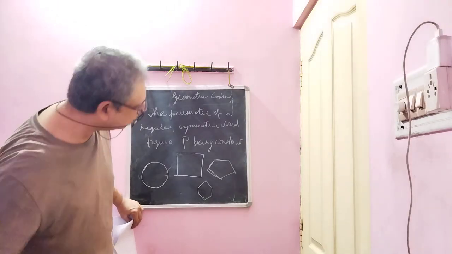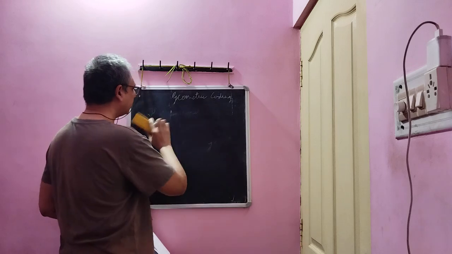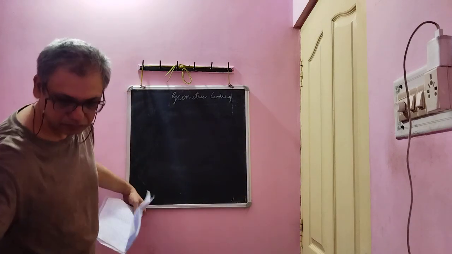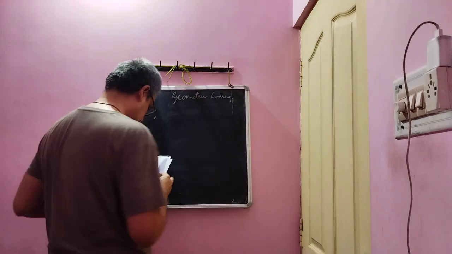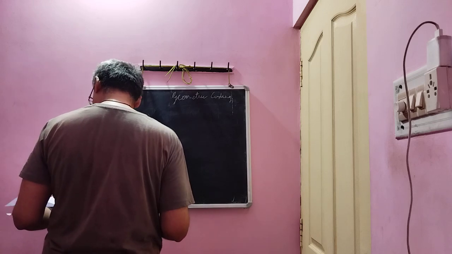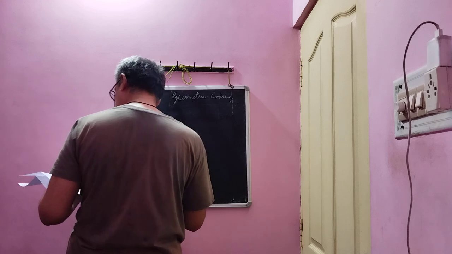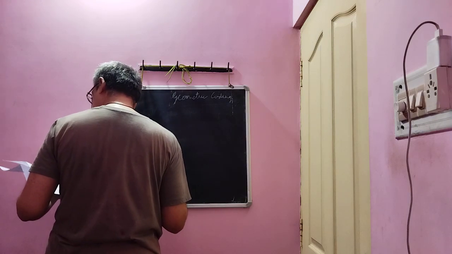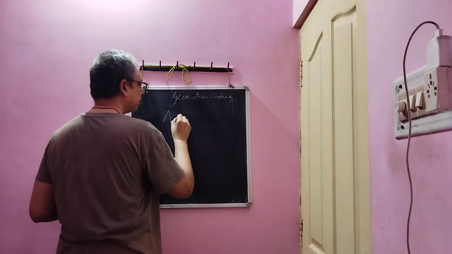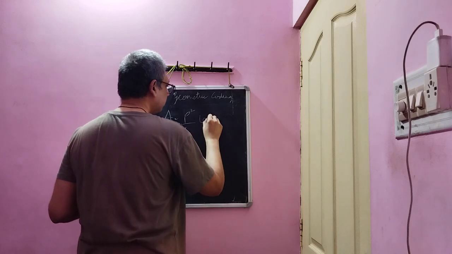So the idea here is very simple. Now, you can easily calculate the area of an n-sided regular figure for a given fixed perimeter. The area turns out to be, if P is the perimeter, P square by 4n tan pi by n.